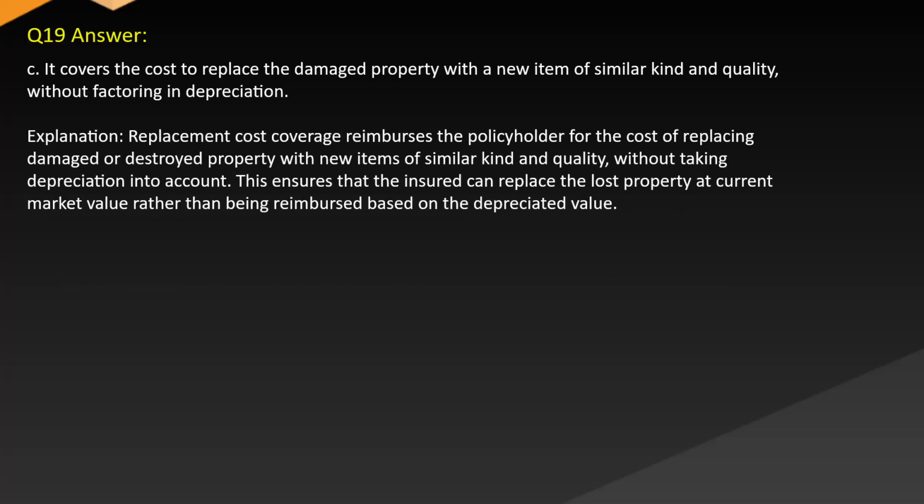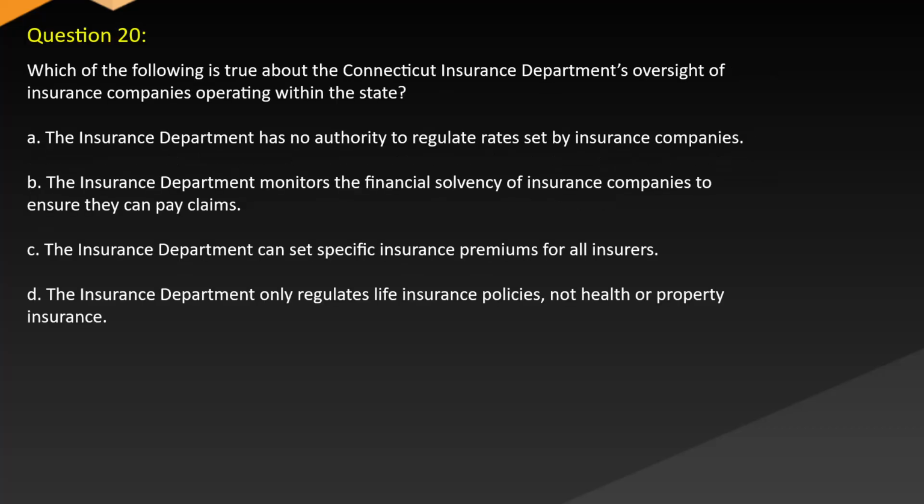Answer C. It covers the cost to replace the damaged property with a new item of similar kind and quality without factoring in depreciation. Explanation: replacement cost coverage reimburses the policyholder for the cost of replacing damaged or destroyed property with new items of similar kind and quality without taking depreciation into account. This ensures that the insured can replace the lost property at current market value rather than being reimbursed based on the depreciated value. Question 20.